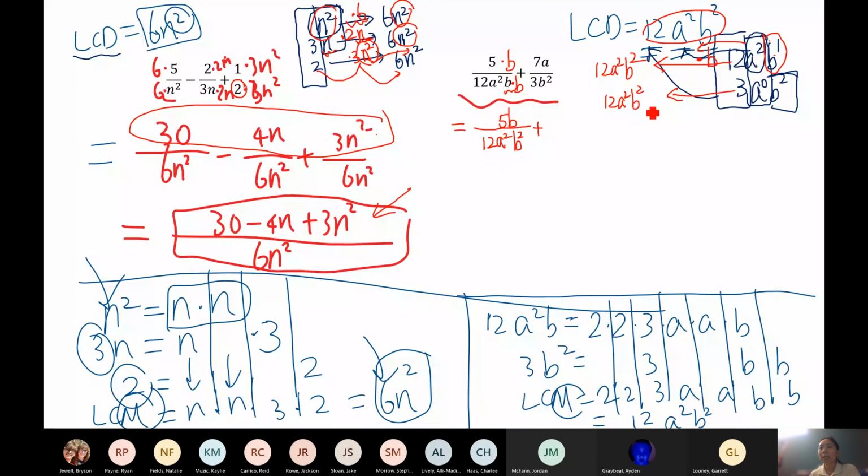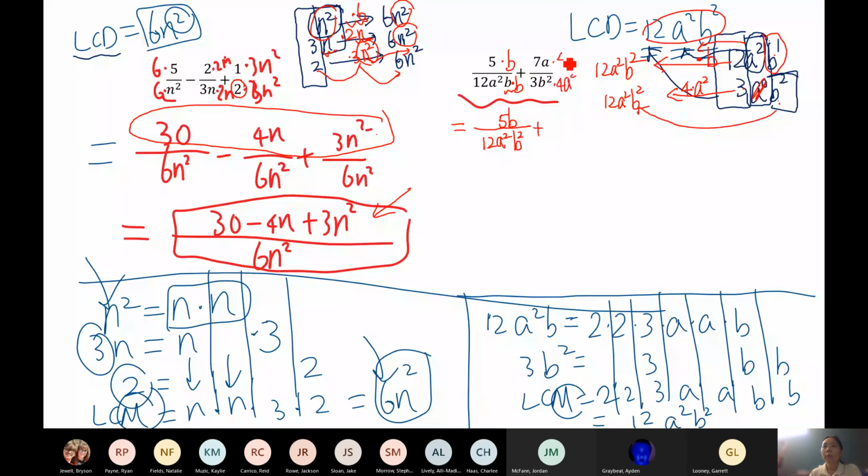Now, for the second denominator, we have 3b squared. We didn't have a squared, or a to the zero if you want. How do we get 12? First, we multiply by 4. 3 times 4 is 12. Now, we don't have a squared at all, so let's go ahead and put a squared there. And b squared, we already have b squared, so you don't need to multiply anything. So that's what we're going to multiply.